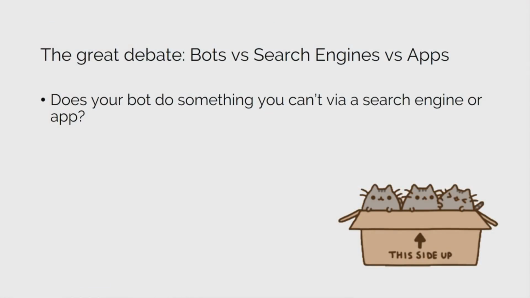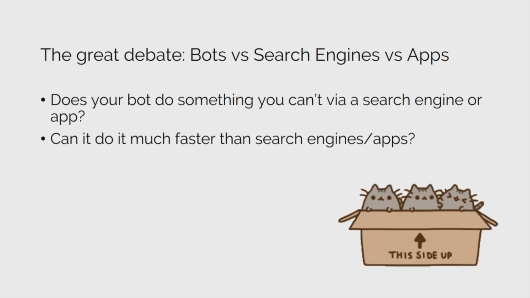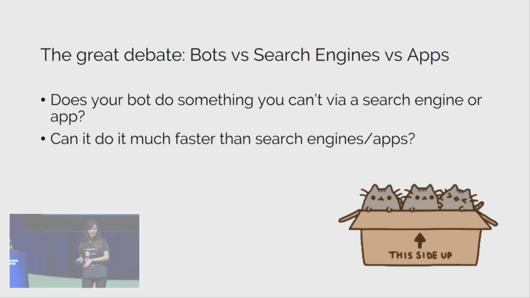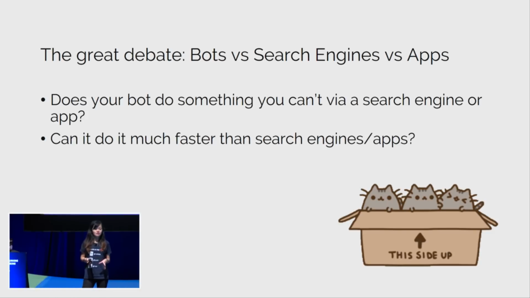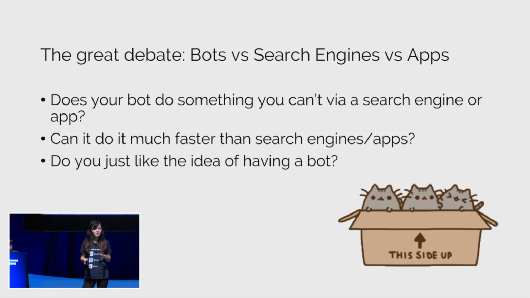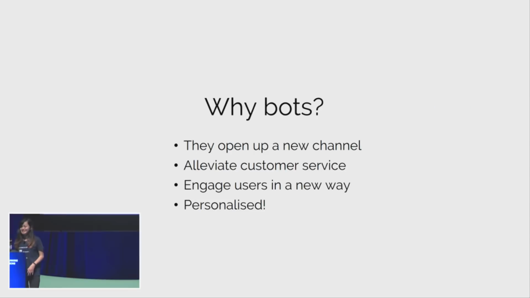When building a bot, you ask yourself 3 things. Number 1, does your bot have a unique value proposition that you can't do via a search engine or your app? Number 2, can it do it much faster than using a search engine or an app? And number 3, does it actually fulfill some sort of purpose? Or do you just like the idea of having a bot because it's like a buzzword. It's like blockchain for AI, blockchain for everything.